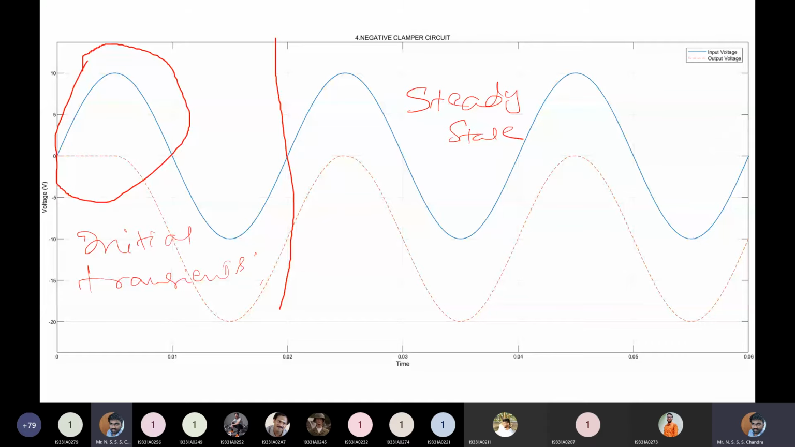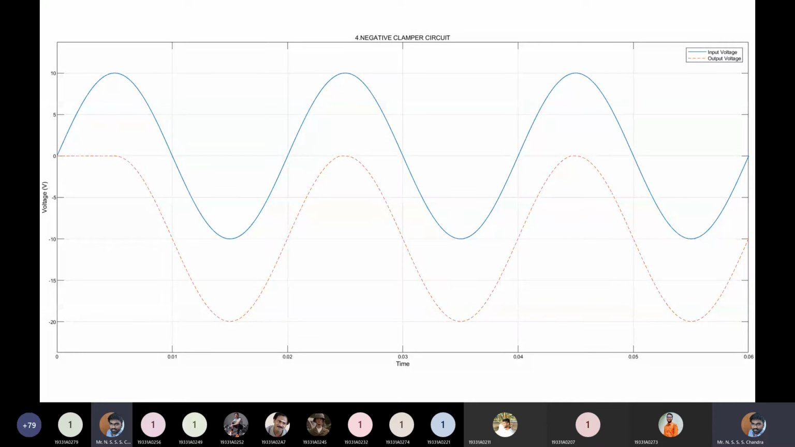So what is the output you are observing over here? What's the peak value of your output? It is 0. For the input, the peak value is 10 volts. Now it has been reduced by Vm units, so it is 10 volts minus 10, which is 0.